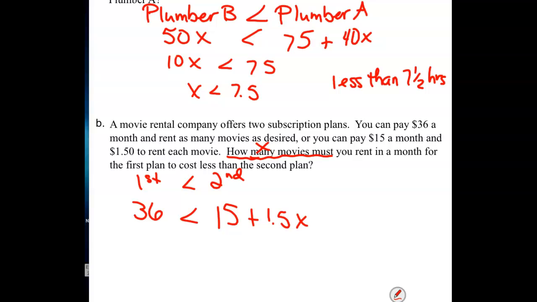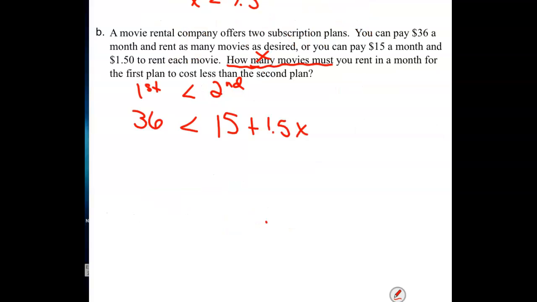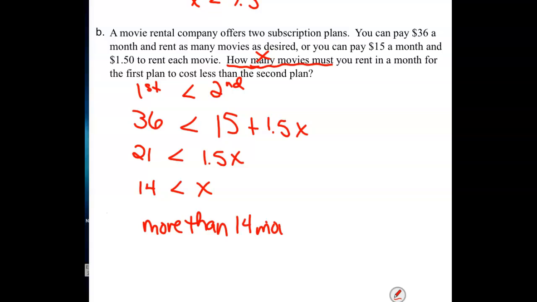All right. So solving this, if we subtract 15, what happens? What's 21 divided by 1.5? So if I'm going to have X being greater than 14, right, so more than 14 movies, I'm going to go with plan 1, the first plan. Okay, if I'm going to get more than 14 movies in a month, which is a lot, right? It's one every other day. Then I pay the $36 and I don't have to pay for all the movies. Okay?